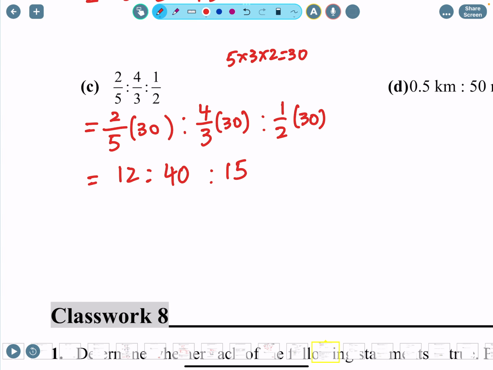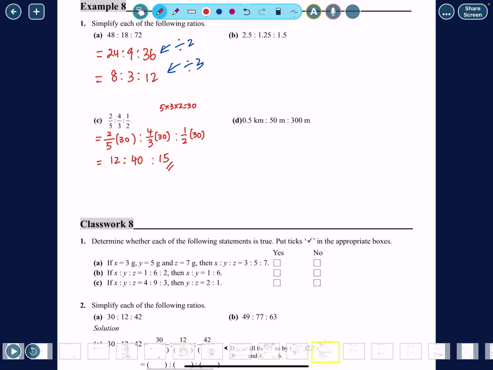And then we just go on with our method. See if we can divide by a number. Apparently, we cannot divide all of them. These two can divide by 2, but this one can't. These two can divide by 3, but the 40 cannot. So we'll stop there.